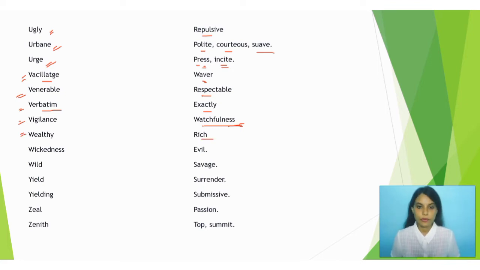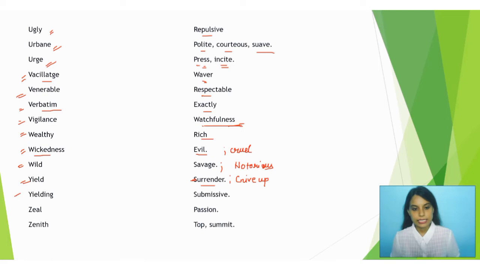Wealthy, of course, rich. Then wickedness means evil, cruel, everything can go. Wild, savage, notorious, and things can go. Yield means to surrender, give up. Next, yielding, submissive. Next is zeal, that's passion. Zenith, that's on the top, summit or peak.